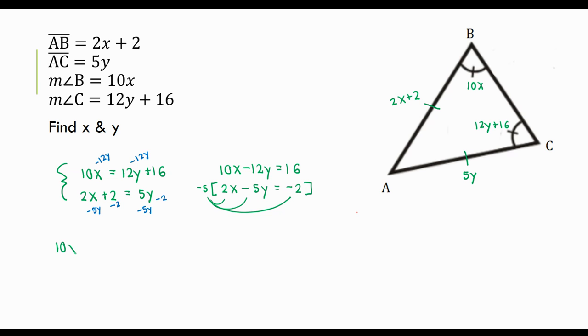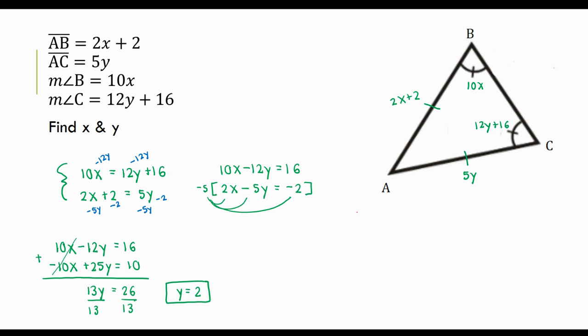So once again, the top equation, that didn't change. So I'm just going to write that one more time. The bottom equation now, when I multiply by negative 5, is going to give me negative 10x, positive 25y, and that equals positive 10. So now that I've got opposites with my x's, I'm going to then eliminate the x's. And so then I'm going to add them up. So negative 12 plus 25 is going to give me a 13y. And then 16 plus 10 is going to give me 26. So when I divide both sides by 13, I just found out that y is 2. So there's one of my answers.